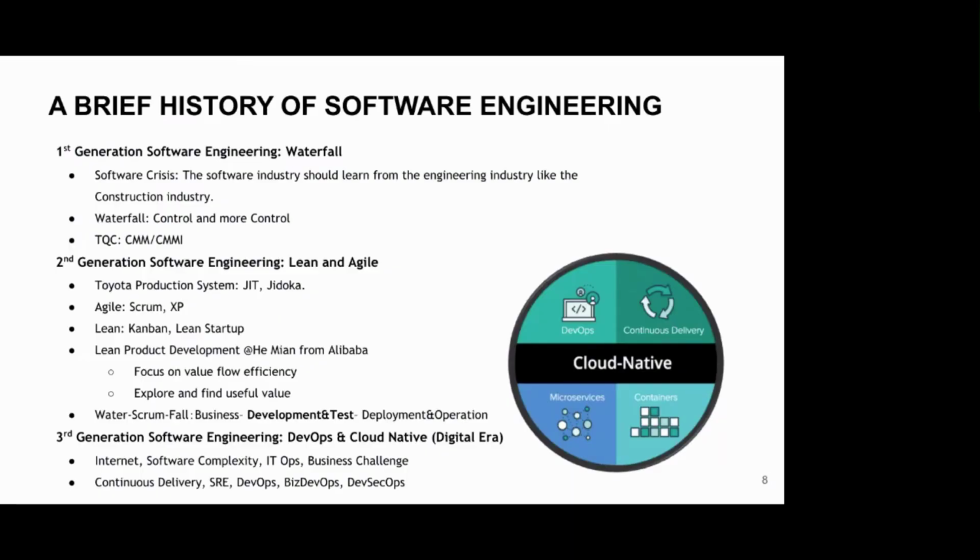So I want to share a brief history of software engineering so that we could know what we are talking about. The first generation of software engineering has a typical method. We call it waterfall. Maybe most of you know that we were facing the software crisis in the past, and the software industry had to learn. We noticed that we should learn from the engineering industry, like construction and manufacturing, to learn how to build a product, maybe a building or a car. So at that time, waterfall came out.